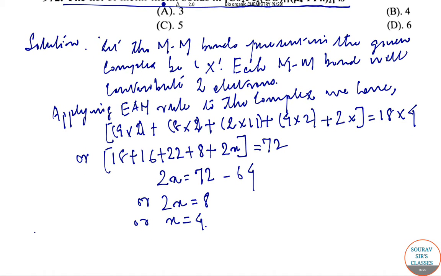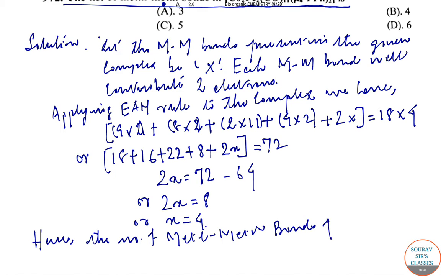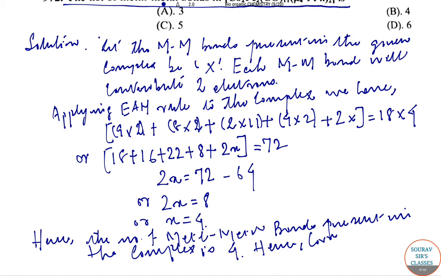Hence the number of metal-metal bonds present in the complex is 4. Correct answer is B.